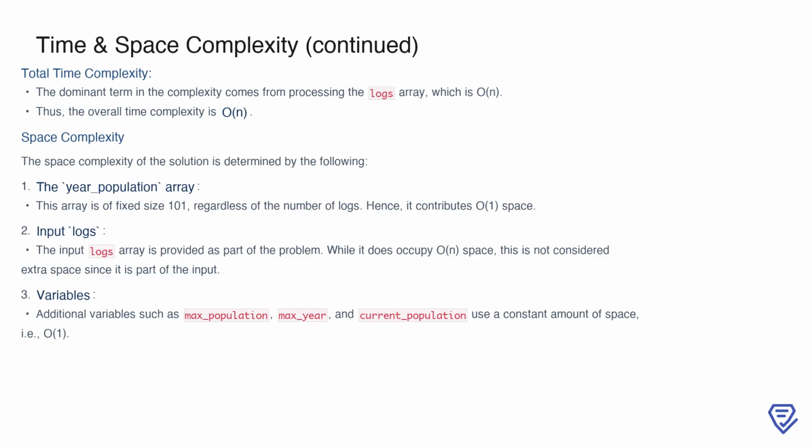Now, examining the space complexity, the year_population array is of fixed size, containing 101 elements. Regardless of the number of logs, this array requires 1 space. As for the logs array itself, it is part of the input and does not count as extra space for our algorithm. The additional variables used in the solution, such as max_population, max_year, and current_population, also consume a constant amount of space. Altogether, the solution uses 1 space beyond the input, making it very efficient in terms of memory usage.